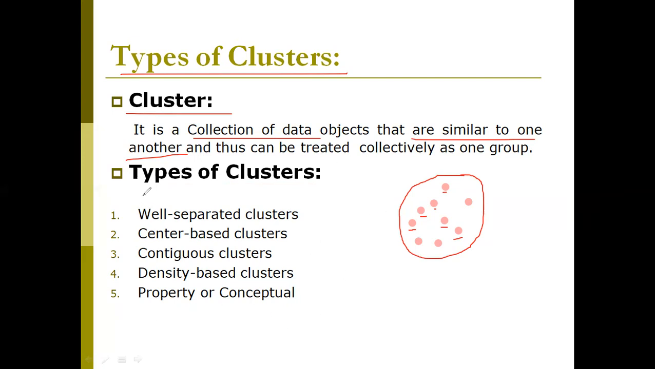Then, what are the types of clusters? We have a total of five types of clusters. First one is well separated clusters. Second one is center based clusters. Third one is contiguous clusters. Fourth one is density based clusters. Fifth one is property or conceptual based clusters. These are the different types of clusters. Let us discuss them one by one.